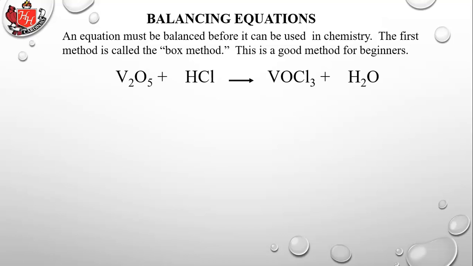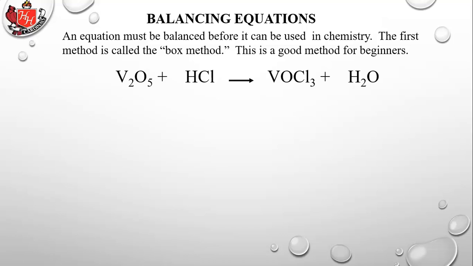beginners. So what balancing equations means is, here we have a number of elements in these compounds. We have vanadium, oxygen, hydrogen, and chlorine. However many atoms of each of those we have before the reaction, we must have that same number after the reaction. So whatever number of vanadium atoms there are in the reactants over on the left, there must be that same number over in the products on the right. The same is true for oxygen.